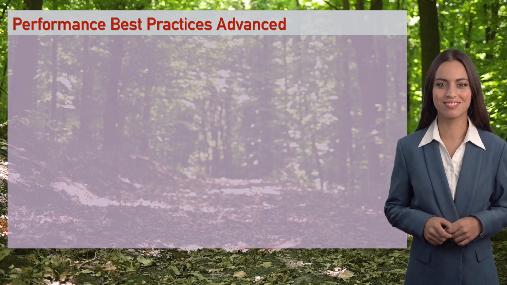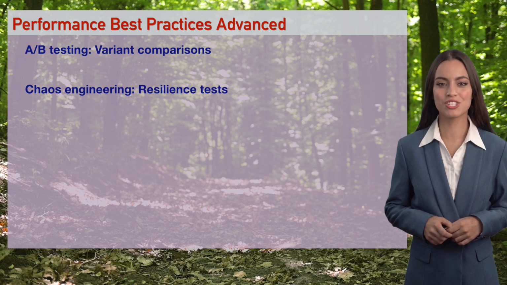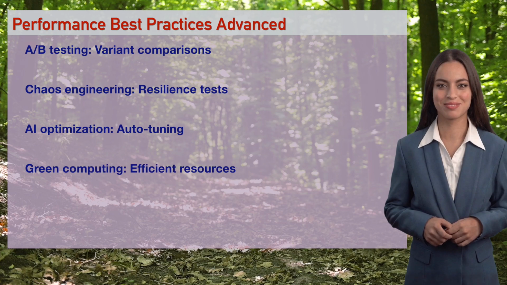Advanced best practices. Conduct A/B testing to compare optimization variants in production. Use chaos engineering to test performance under failures. Explore AI-driven auto-tuning for dynamic adjustments. Consider green computing by optimizing for energy-efficient resources.